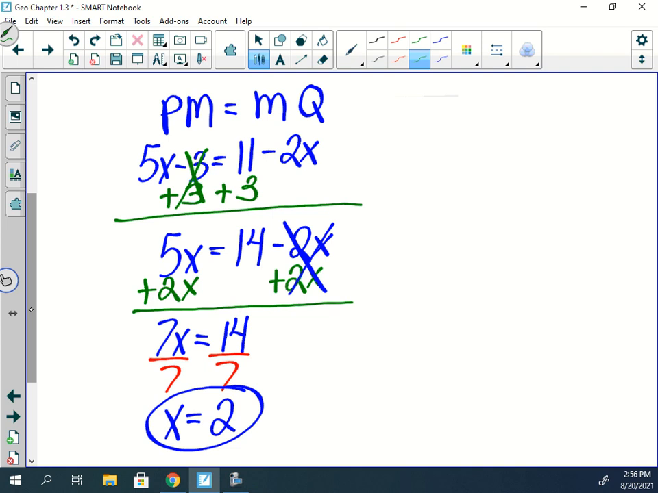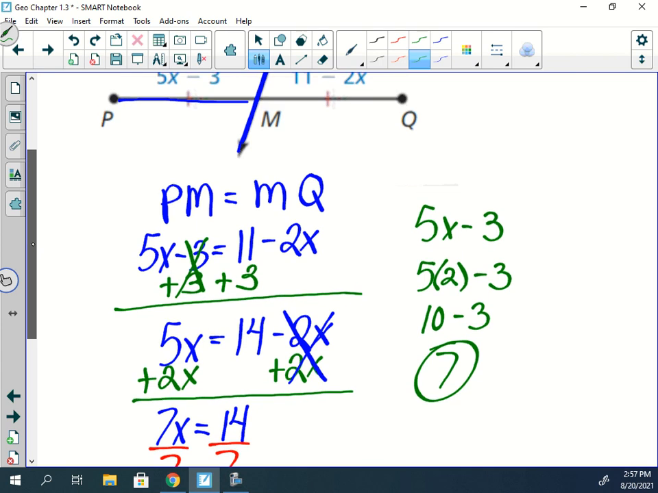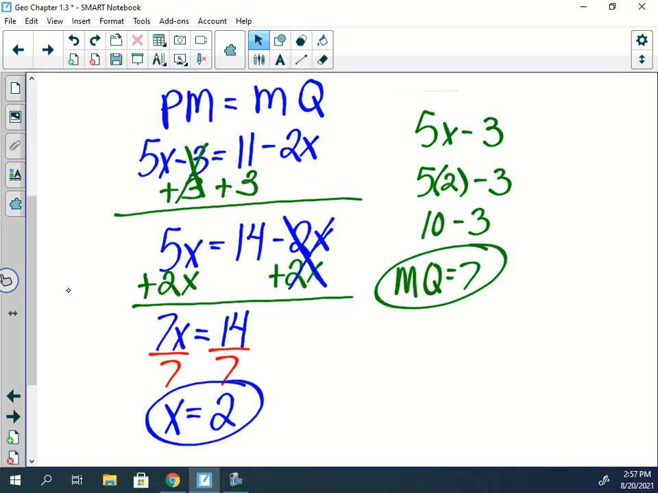And now, as we saw in the first one, we just need to pick which one of the two equations we're going to use to find the length. So I could use 5x minus 3, because we saw it doesn't matter which one we use, because they will both give us the exact same value. So what we can do is 5 times 2 minus 3. Well, 5 times 2 is 10, minus 3 is 7. So the length of MQ would equal 7. And that's all that we need to do to solve this one here.